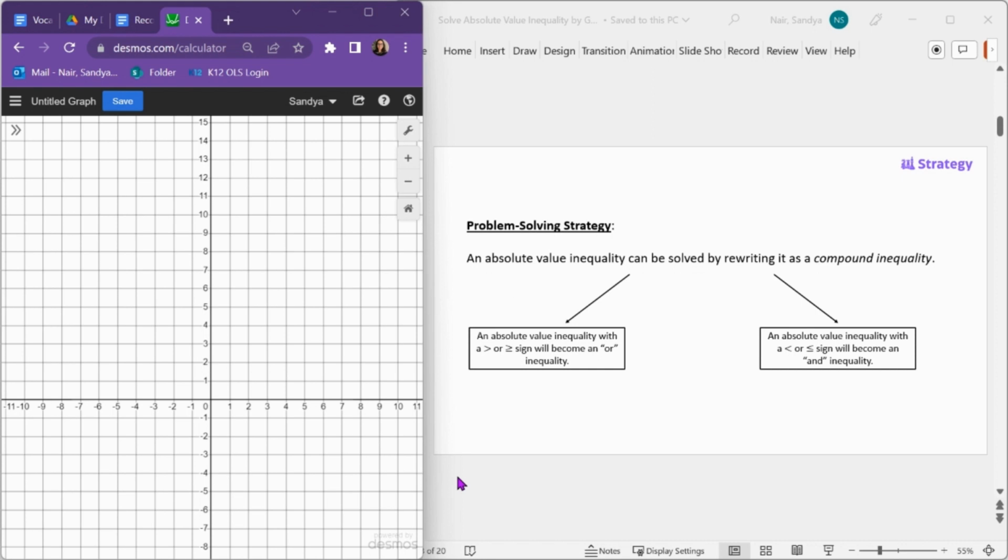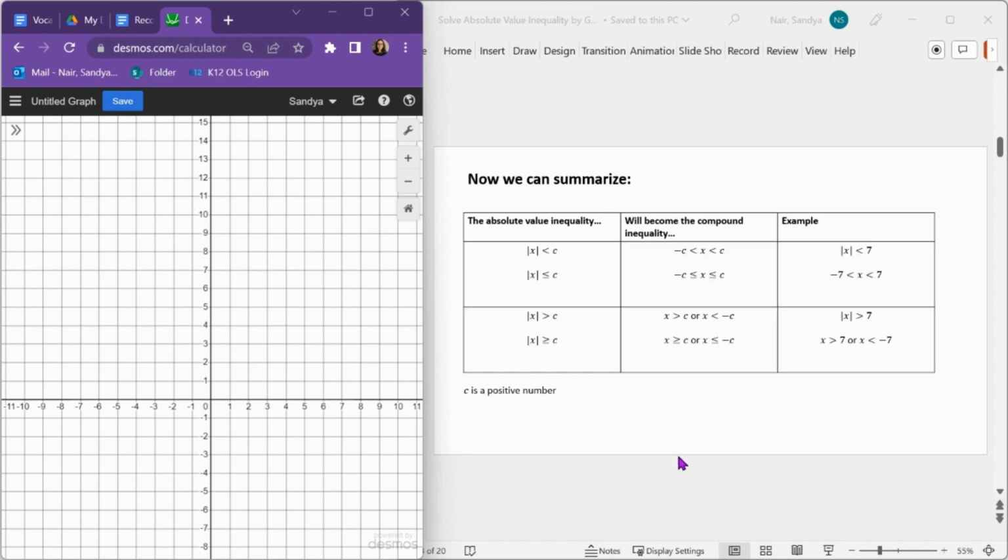Remember that an absolute value inequality can be solved by rewriting it as a compound inequality. An absolute value inequality with a greater than or equal to sign will become an or inequality. An absolute value inequality with a less than or equal to sign will become an and inequality. We can summarize this like this chart here, right? Anytime we see a less than or equal to, we know that our answer is going to be an and inequality. Anytime we have a greater than or equal to sign, we know that our answer is going to be an or inequality.